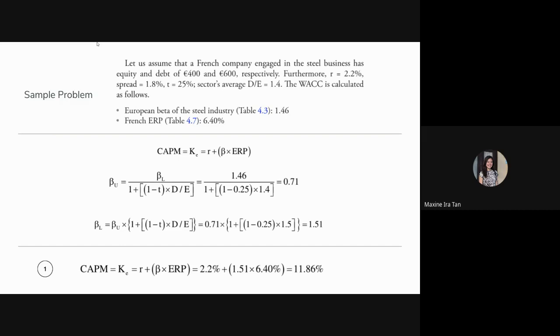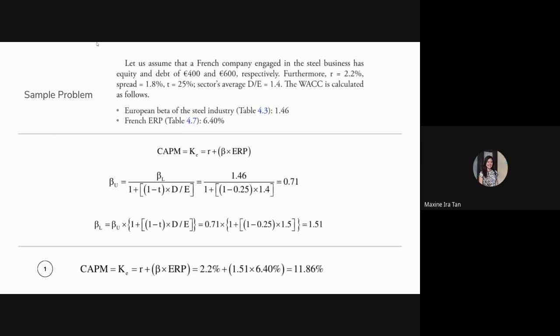So we have the levered beta of the industry, which is 1.46, divided by 1 plus (1 minus the tax rate of 25%) times the industry average debt over equity of 1.4, to get an unlevered beta of 0.71. Next, we lever the beta considering the debt over equity of the target company, which is the 600 euros divided by the 400 euros, to get 1.5.